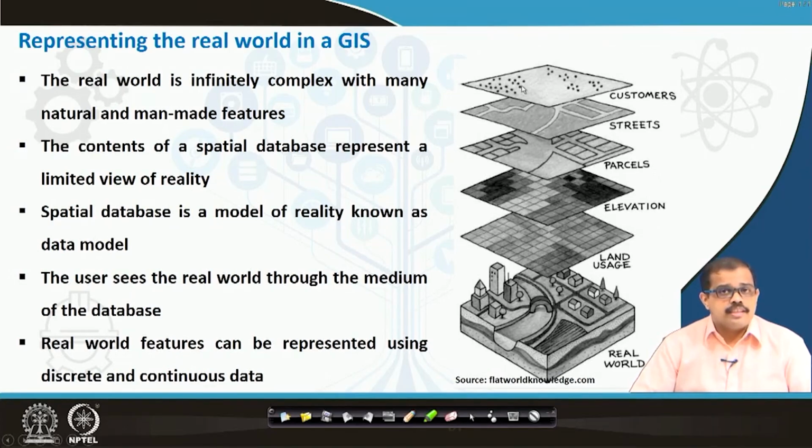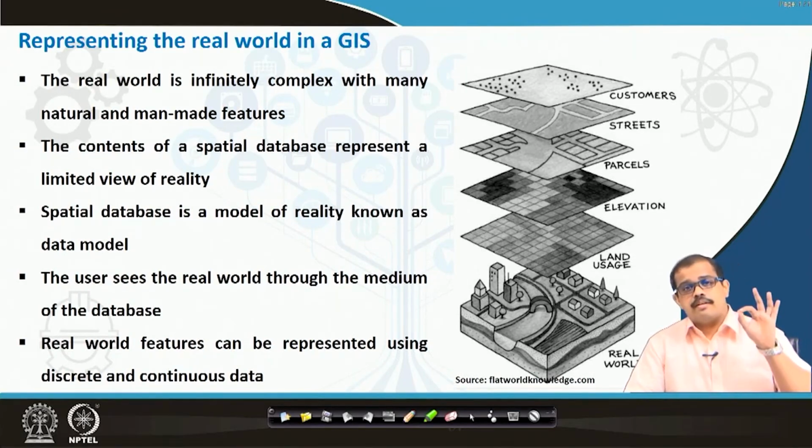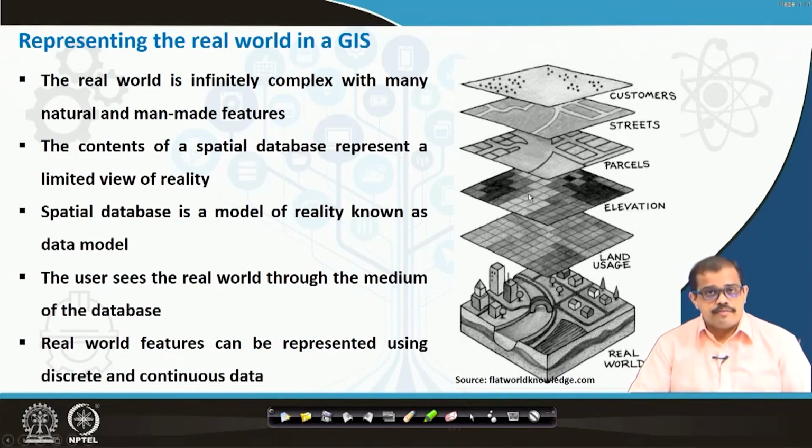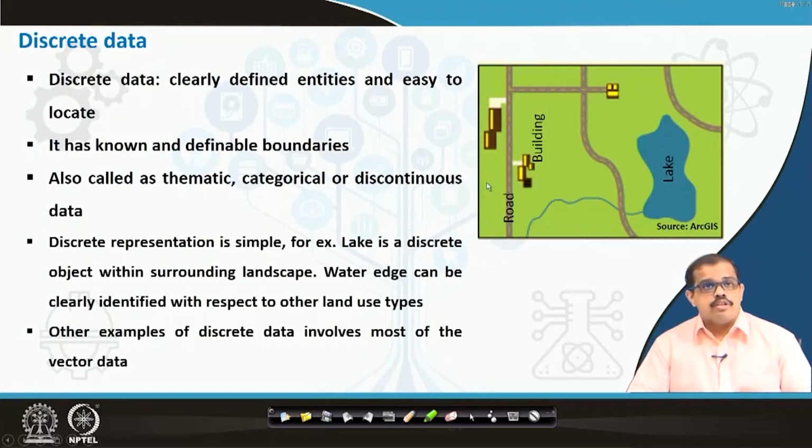When we look at this, each of the points represented in the customer layer, or a street represented here, is not continuous data, it is point data; a number of points make a line segment. So it is represented as discrete data, whereas wherever you see elevation data, it is a continuous phenomenon, not a discrete phenomenon. When I say discrete data, it is clearly defined by entities and easy to locate.